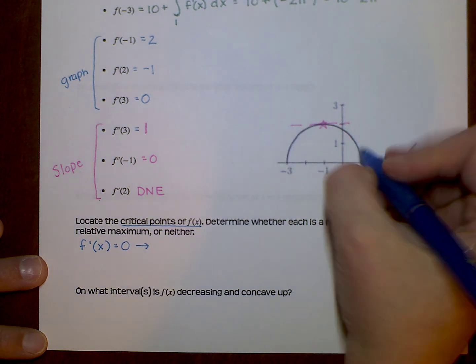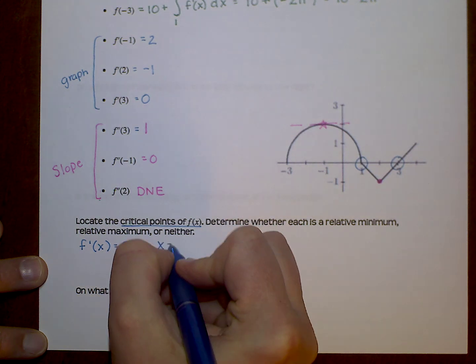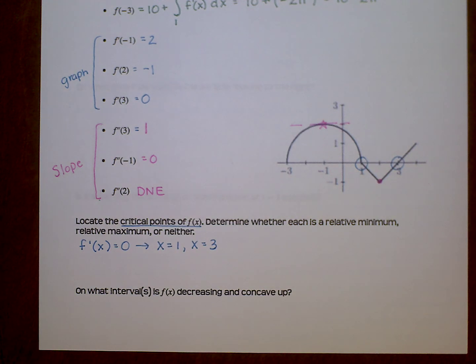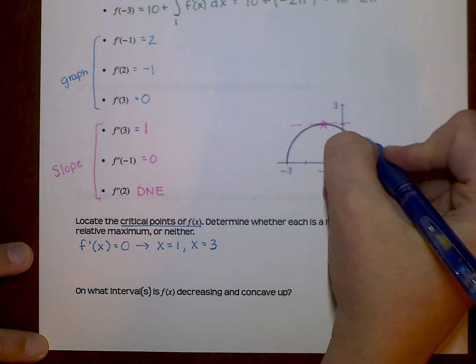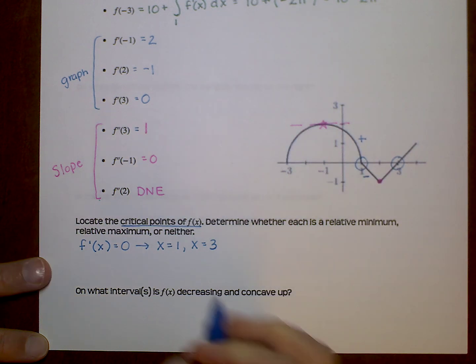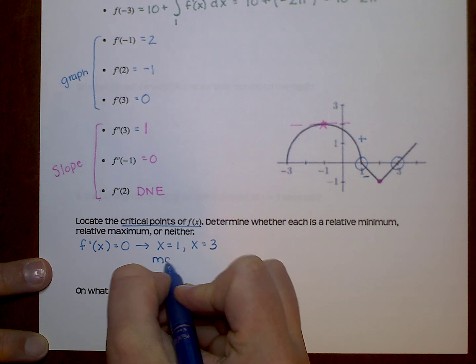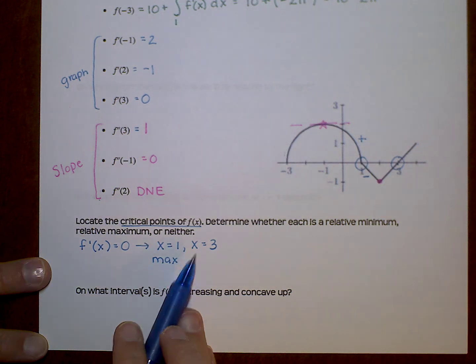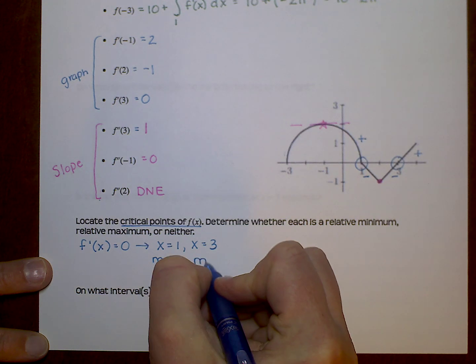That would be here and here, right? So I have critical points at x equals 1 and x equals 3. Are these mins, maxes, or neither? Well, remember what we want to look at is how is my derivative changing? Here I have a positive derivative that changes to a negative derivative. So at x equals 1, that must be a relative max because this part of the graph is increasing, this part of the graph is decreasing. At x equals 3, this is going from negative to positive, so this must be a min.